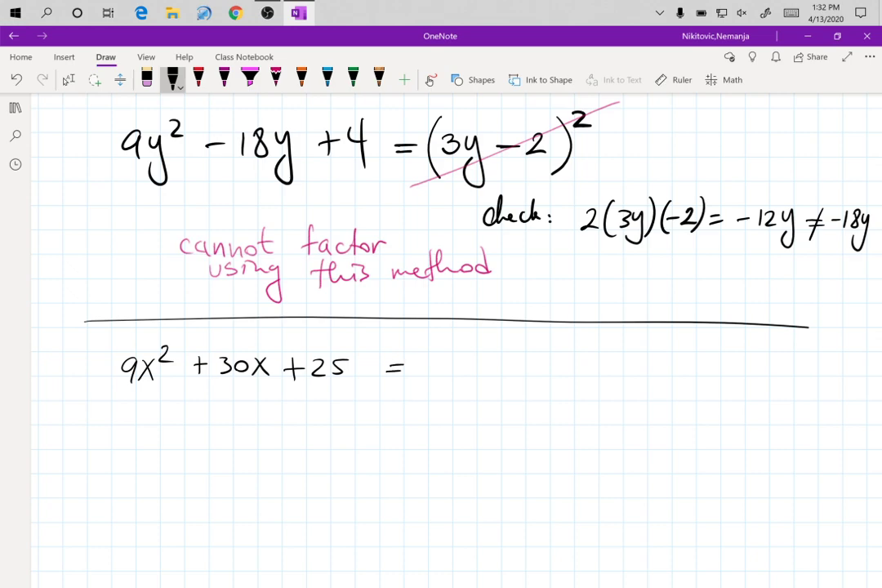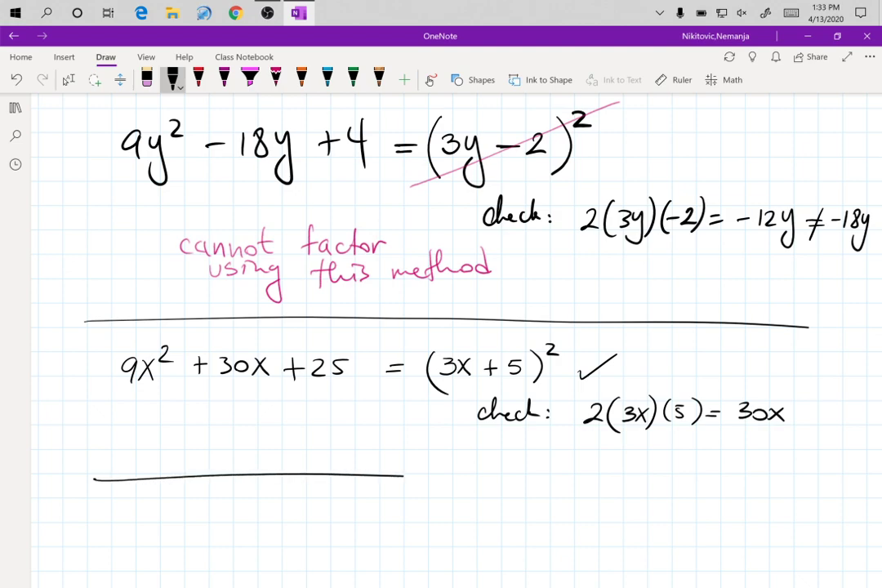Okay, square root of the first, 3x. Sign of the second, plus. Square root of 25 is 5. Everything squared. Check the middle term. 2 times 3x times 5. That's 6 times 5, 30x. Do I have 30x? Yes. Good. You have to do this check, and then you have the problem.